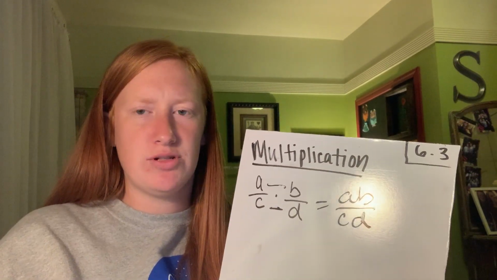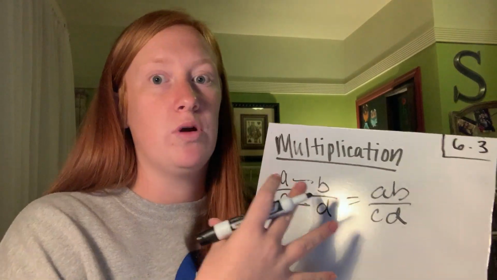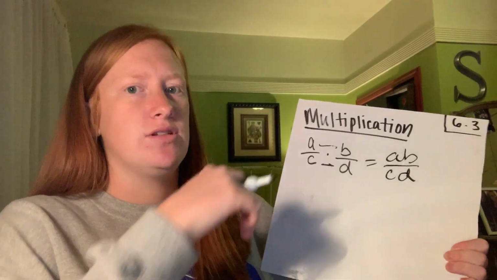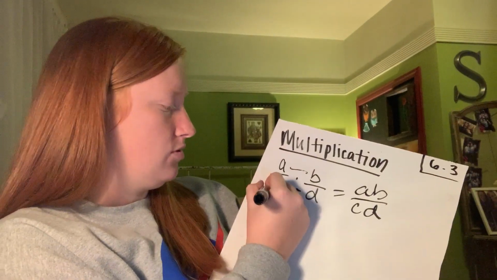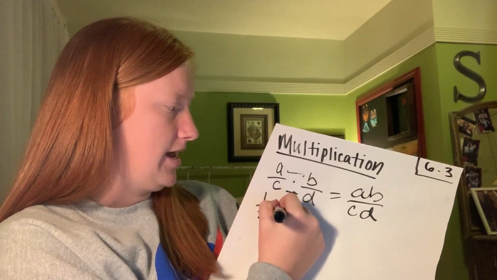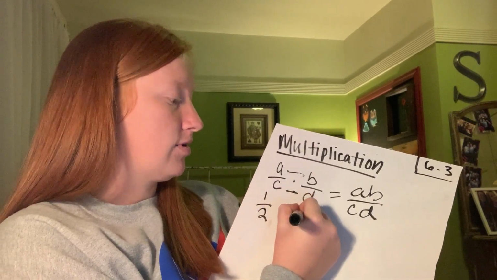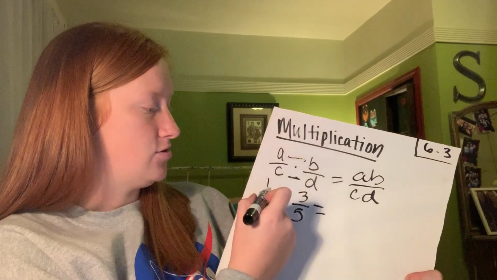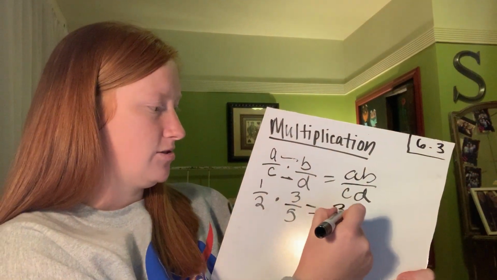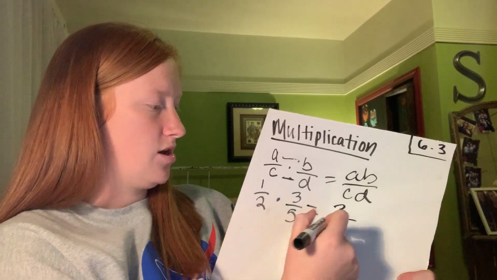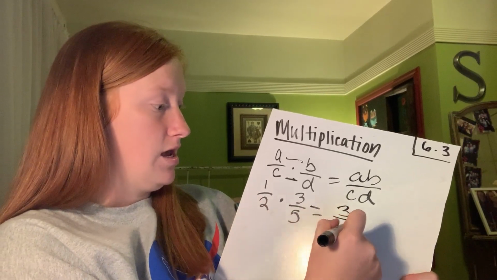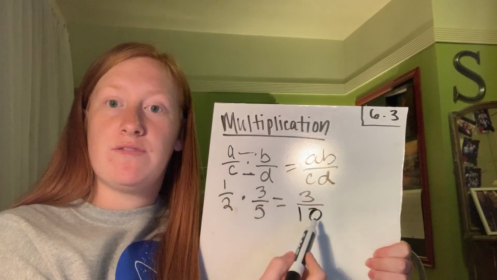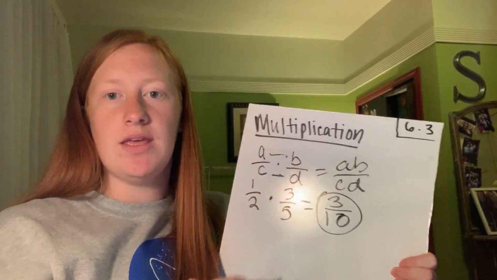We can do an example just to show you what it actually looks like, because I know letters can be confusing. So we'll just do 1/2 times 3/5. And just like above, we're going to do numerator times numerator, which is 3. Denominator times denominator, which is 10. And this can't reduce any, so your final answer is going to be 3 over 10.